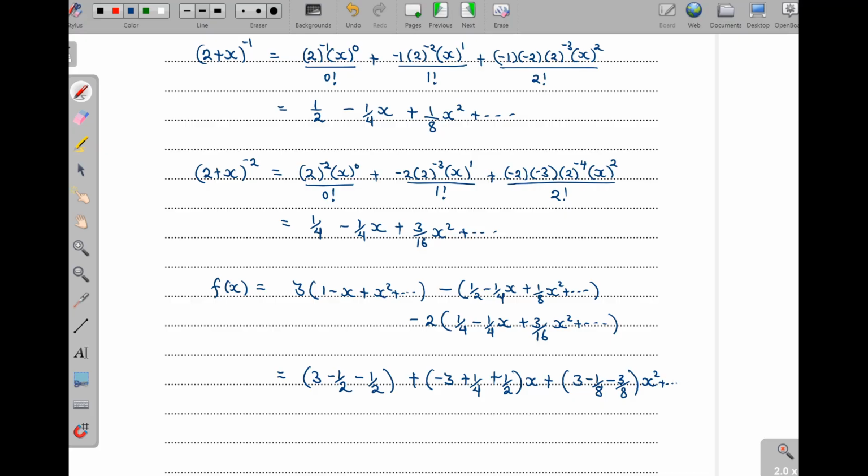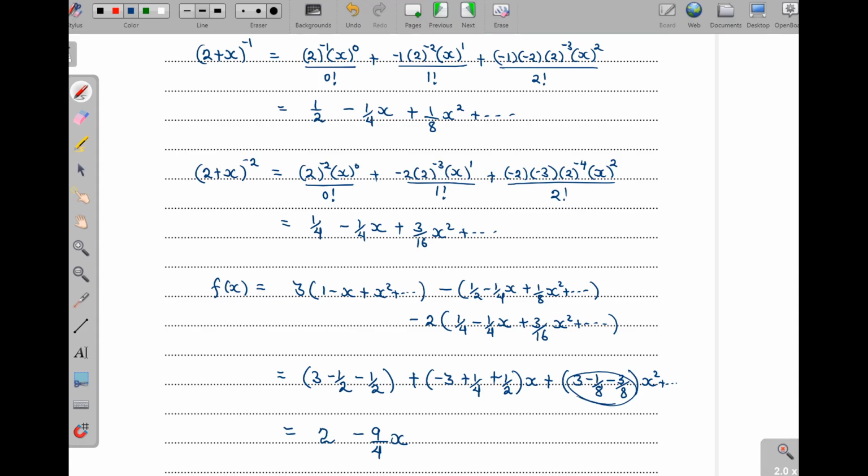Now simplified, this one is a 1, so 3 minus 1, we shall get a 2, and then how about here? So we shall have negative 3, then plus 3/4. So negative 3 plus 3/4. This one will give us negative 12, then plus 3, that will be negative 9. So we have negative 9 over 4. Negative 9 over 4 of x.